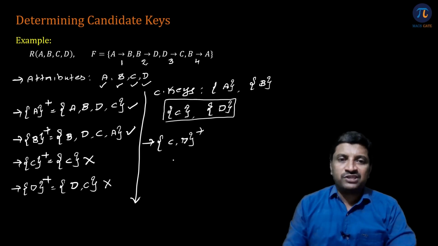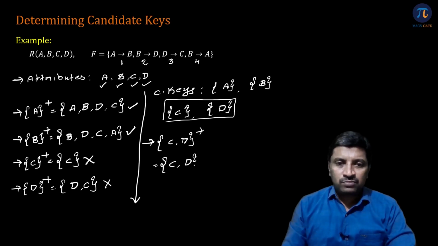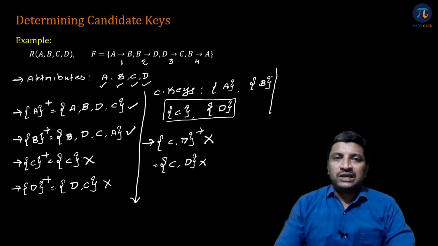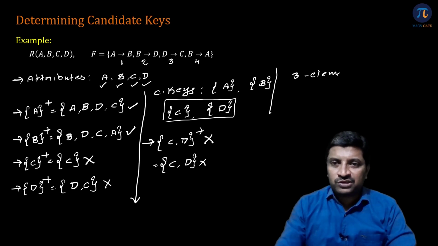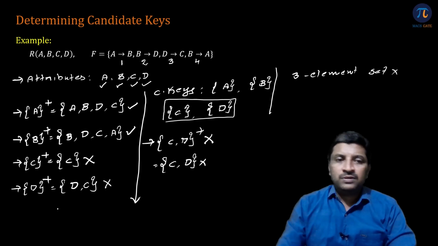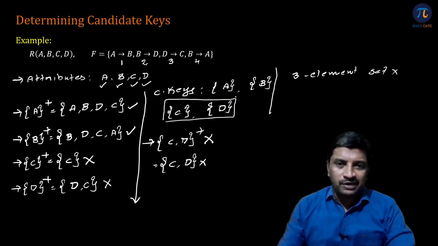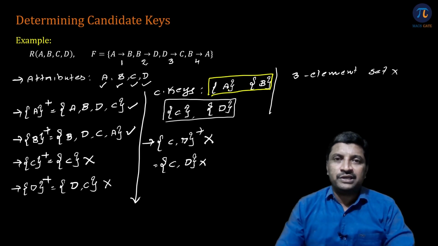What is the closure of C comma D? With the C we can get C. With the D we can get D. Anything else? No. So we are not getting all the attributes. So this is not a candidate key. Now the next step is, can we form a 3-element attribute set by using only these 2? It is not possible. So a 3-element attribute set is not possible. So these are the only candidate keys. What are the candidate keys? A and B. These are the only 2 candidate keys for this relation.